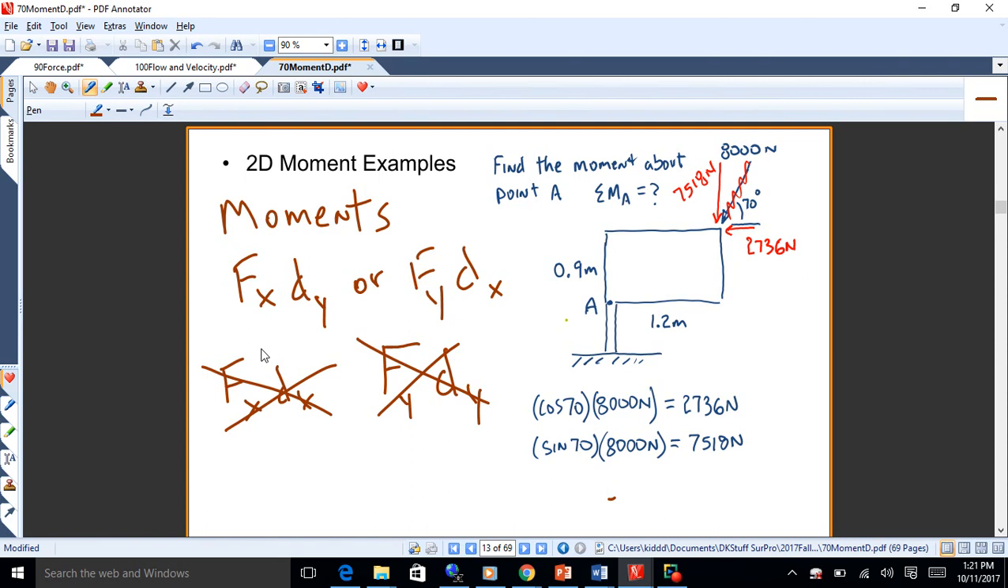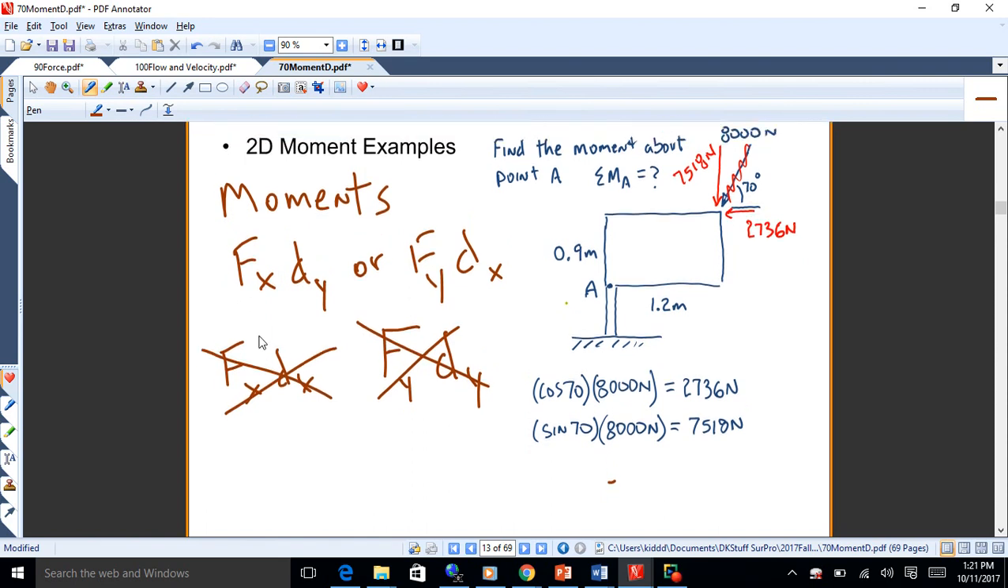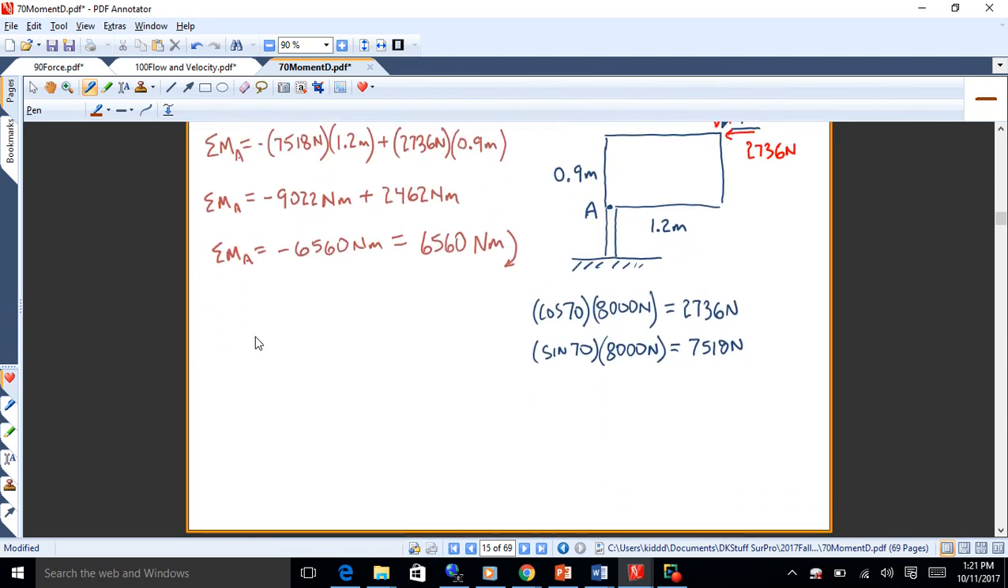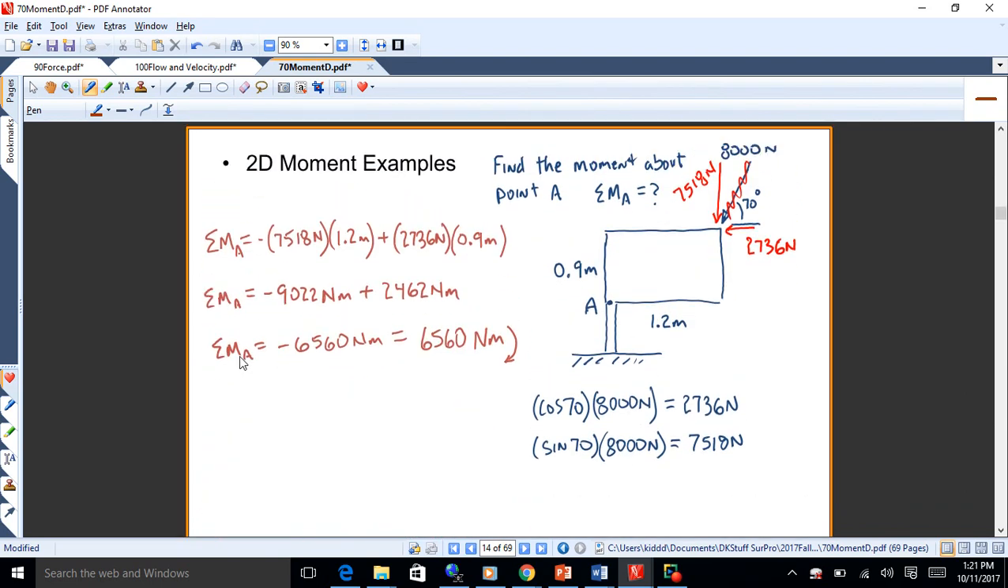Okay. So what we'll do there is we'll take the 7,518. So we good on that so far? There we go. 7,518 times 1.2. What I'm doing there is taking the y component of force, 7,518, and multiplying it by the x component of distance. That gets me that perpendicular sort of offset that gets me the twist. And then I'm going to take the 2,736 times 0.9. Okay.